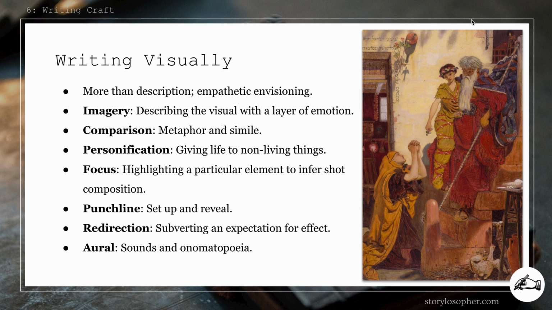And so here are some more tools that you can use to write visually to indicate those kinds of things, not only so you can avoid using camera angles, but also so that your script is as immersive as possible. Describing the visual with a layer of emotion. There's also different methods of speech you can use to write visually, like using metaphors or similes to compare things. A metaphor is when something stands in for something else by comparison. And a simile is a similar type of comparison, but using the words like or as. You can personify things by giving life to things that aren't actually alive.